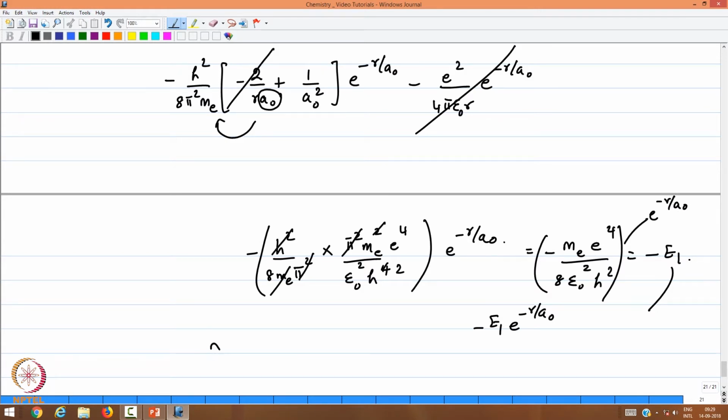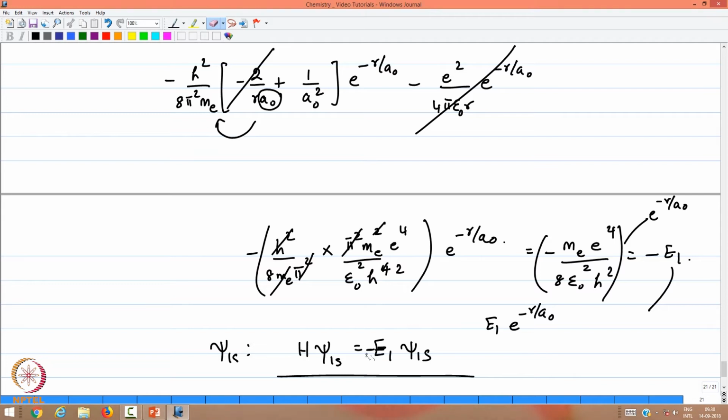So, psi 1s gives you the energy: H psi 1s is equal to minus E1 psi 1s. There is a minus sign, of course, because this is a ground state energy. Or if you write it as E1, you simply write this as E1, and E1 contains, I think this is consistent with what we had done earlier, but E1 itself is this expression with the minus sign. Right?